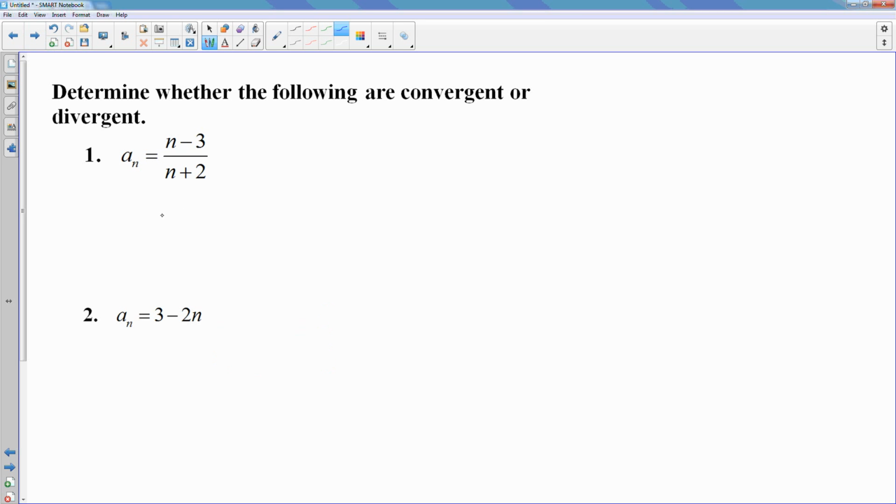So I have 4 examples. We're going to determine whether or not these sequences converge. And if they do converge, I want to say, let's say it converges to 3 or to 7 or something like that. Let's do this one the less mathy way. Let's just write out some terms. I'll plug in 1 for n. 1 minus 3 is negative 2. 1 plus 2 is 3.